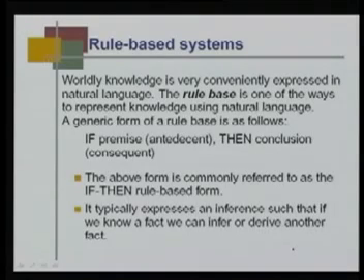So, we gave some idea about the linguistic values and linguistic variables. Why are these necessary? Because in the traditional sense, when we express worldly knowledge, we express it in natural language. From a computational perspective, such worldly knowledge can be expressed in terms of rule based systems. Worldly knowledge is very conveniently expressed in natural language, the best way to describe it. The rule base is one of the ways to represent knowledge using natural language for computational purposes, of course. A generic form of a rule base is as follows.